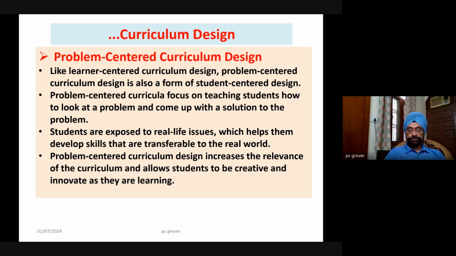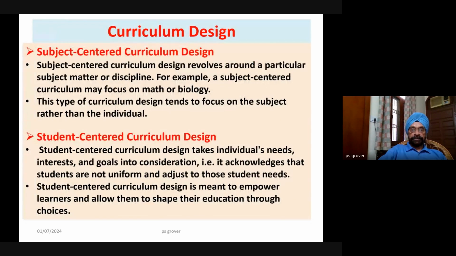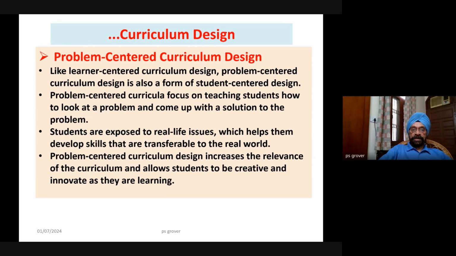Problem-centered curriculum focuses on teaching students how to look at a problem and come up with a solution to the problem. Students are exposed to real-life issues, which helps them to develop skills that are transferable to the real world. Problem-centered curriculum design increases the relevance of the curriculum and allows students to be creative and innovative as they are learning. So when I say problem, it is not purely a textbook-oriented curriculum, as the subject-centered curriculum has been, or as we have been doing it.